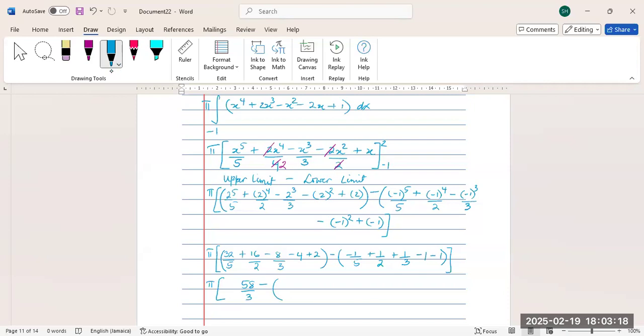Negative 1/5 plus a half plus a third minus 1 minus 1. Negative 41 over 30.